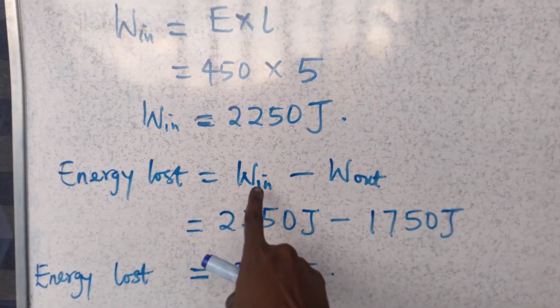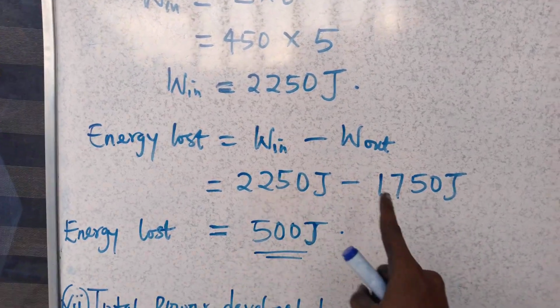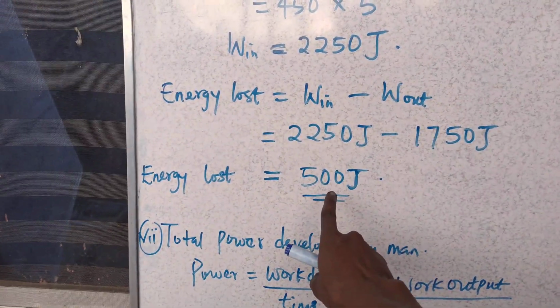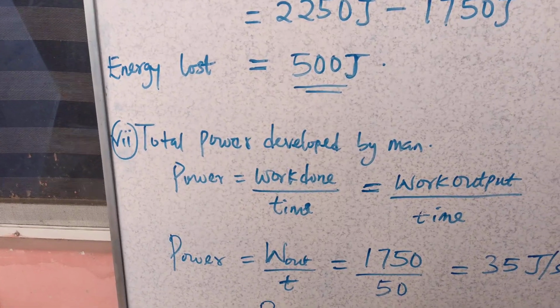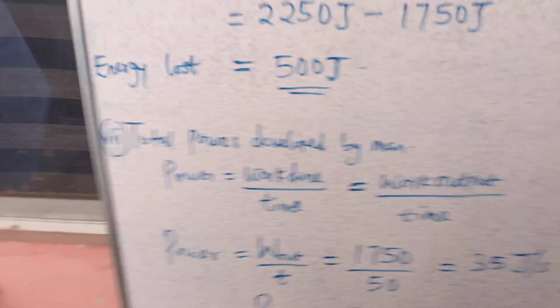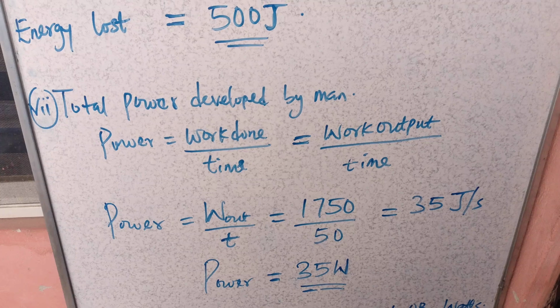Now the energy loss is work input minus work output, 2250 minus 1750, which is 500 joules. And the power there is work done over time, which finally gives us 35 joules per second.